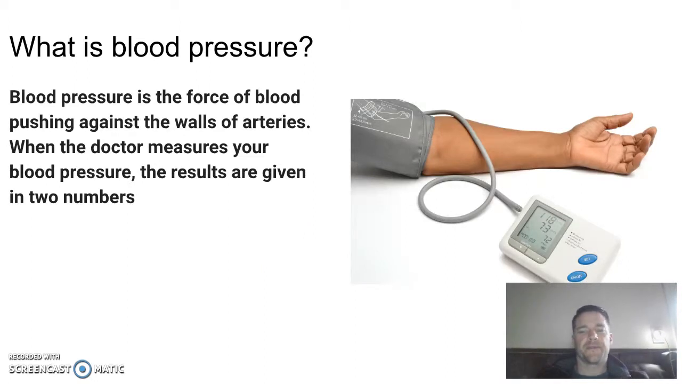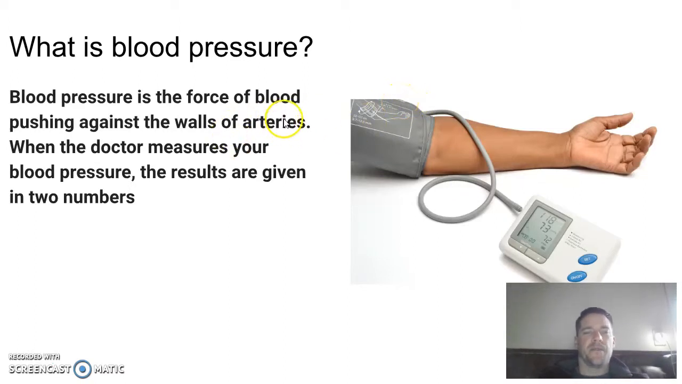What is blood pressure? Well, blood pressure is the force of blood pushing against the walls of the arteries. When the doctor measures your blood pressure, the results are given in two numbers. We're going to talk about that a little bit more. You see two numbers here. Most of you, if not all of you, have probably gone through this. There's some pressure, there's a machine. You get this taken every time you go to the doctor. They always take this as part of your vitals.